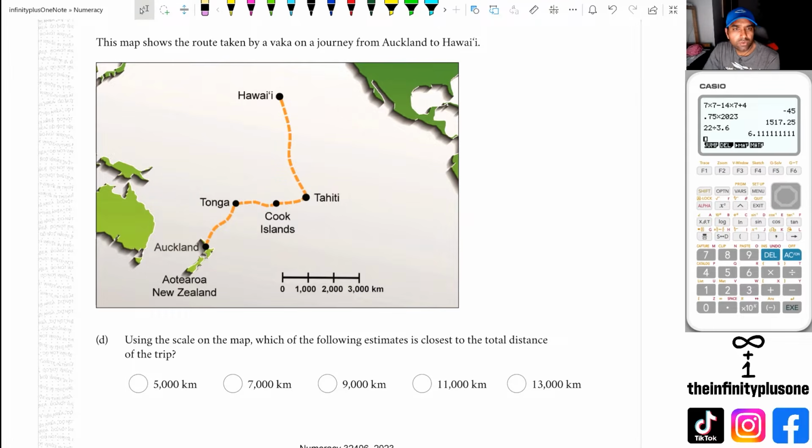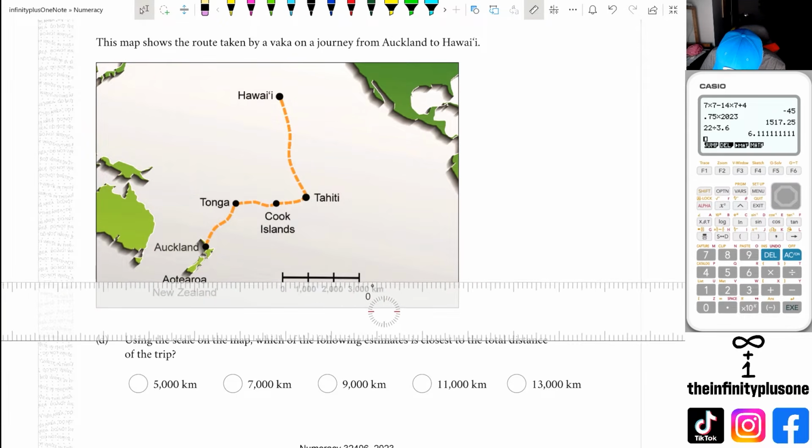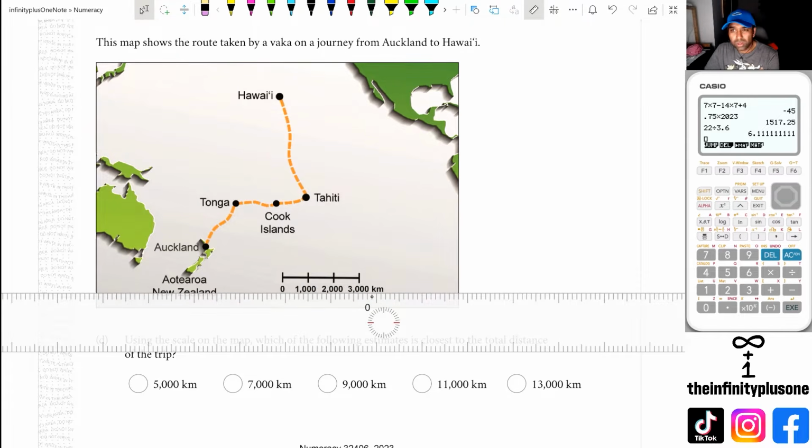What we've got is a journey from Auckland to Hawaii, and we are trying to figure out what's the closest to the total distance on this particular trip. So what we want to do, and again this is something you can do with the ruler, is bring my ruler down, and this looks roughly 1.5. The way you could do this is measure out the distance and try and work the ratio out.